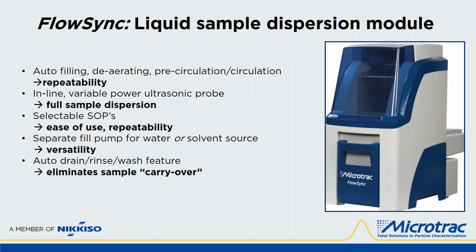Some features and benefits of the FlowSync module for liquid sample dispersion: autofilling, deaerating, precirculation, and circulation for consistent repeatability, an inline ultrasonic probe with variable power for optimum sample dispersion, selectable SOPs, just add sample, click and run for ease of use and repeatability, a separate fill pump for water or solvent source for versatility, an auto drain, rinse, and wash feature to eliminate sample carryover.